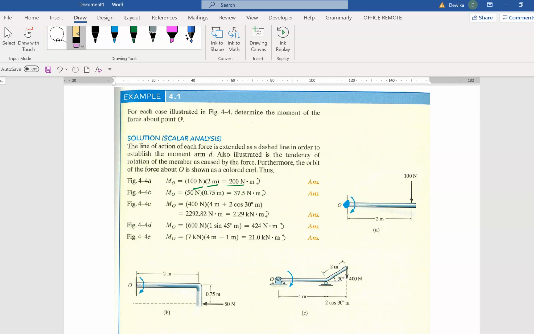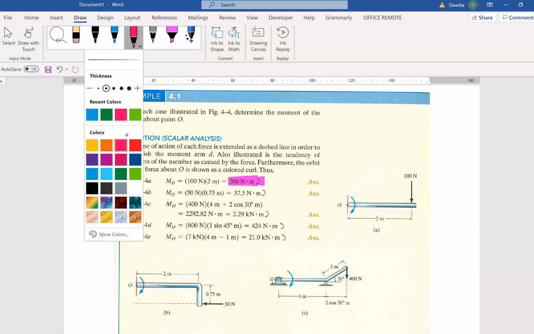Okay, so that is very, very important. So this is how you write your answer. So the answer is 200 Newton meter clockwise. Can you see the arrow there? The arrow is very important. Now let's move on to the next question.